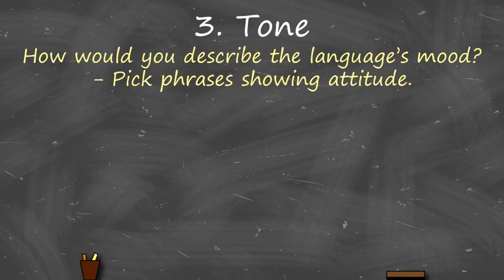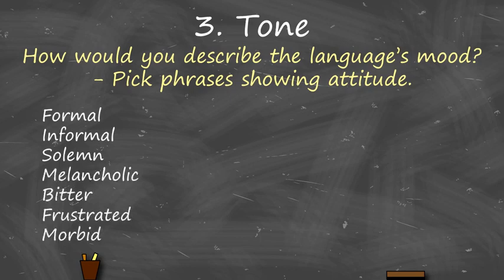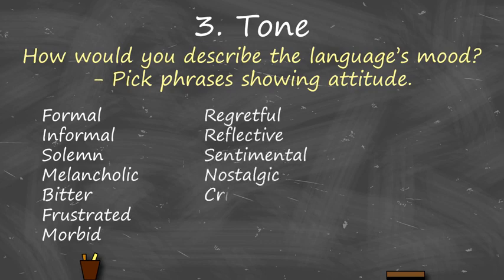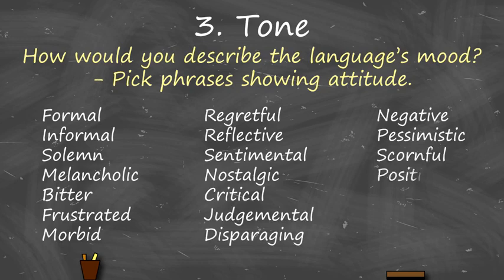Step 3. Tone. How would you describe the mood of the language? Pick phrases showing attitude. Consider the following examples of tone: formal, informal, solemn, melancholic, bitter, frustrated, morbid, regretful, reflective, sentimental, nostalgic, critical, judgmental, disparaging, negative, pessimistic, scornful, positive, optimistic, jovial, or ironic.